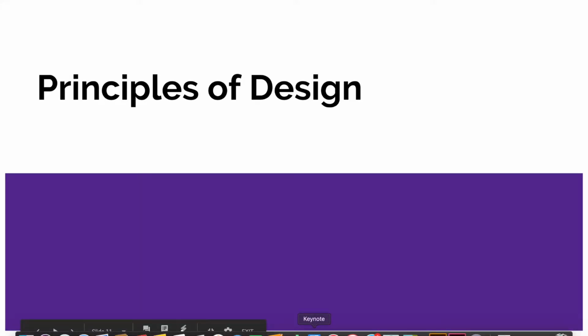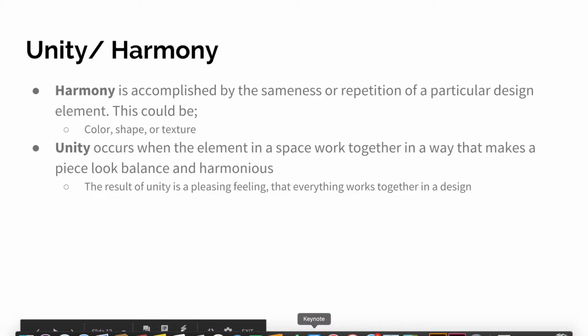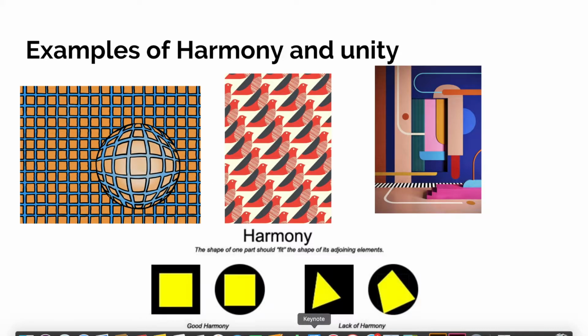We're going to go over principles of design. So unity and harmony. Harmony is accomplished by the sameness or repetition of a particular design element. This could be color, shape, or texture. Unity occurs when the elements in a space work together in a way that makes a piece look balanced and harmonious. This results in a pleasing feeling that everything works together in a design.